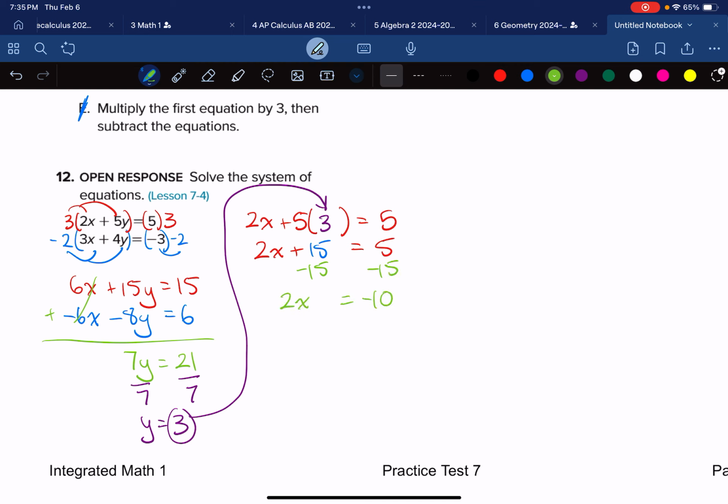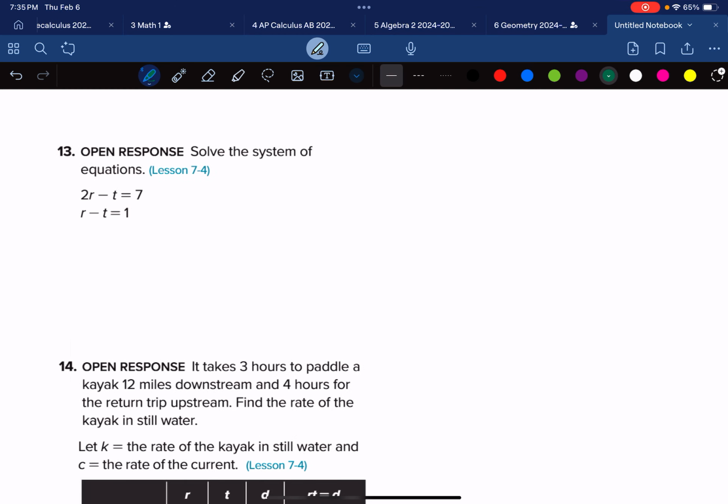a 2x is equal to a negative 10. From there, we just divide both sides by 2, divide by 2, and x is equal to a negative 5. We have an x, we have a y. Let's go ahead and write that as a coordinate pair of negative 5, comma 3, and box it. Number 13, solve this system.